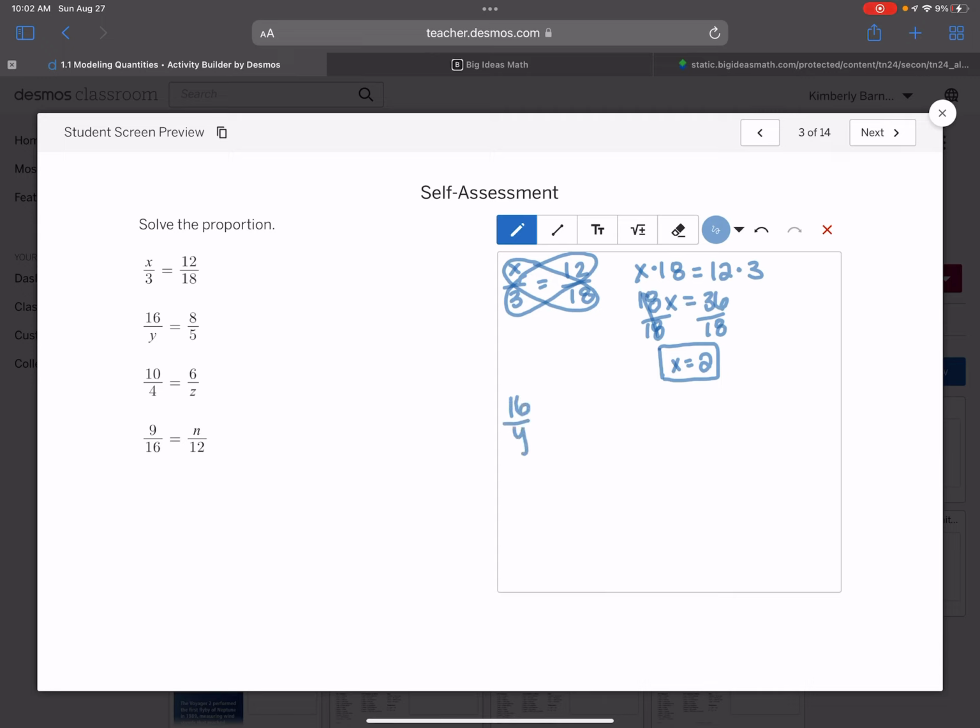Second one, 16 over y equals 8 over 5. Butterfly method. 16 times 5 equals 8 times y. 16 times 5 is 80. Equals 8y. Divide both sides by 8. So we get y equals 10. Alright, I'm going to clear this screen, so pause it if you're still writing.